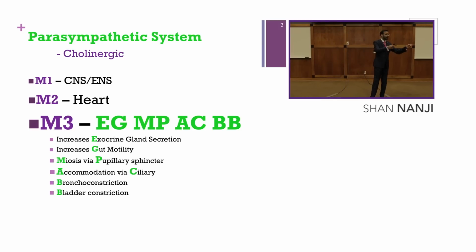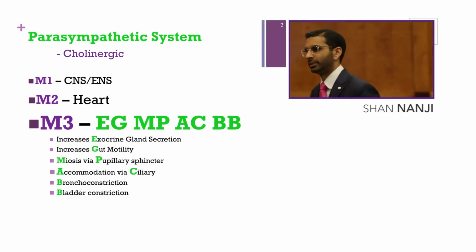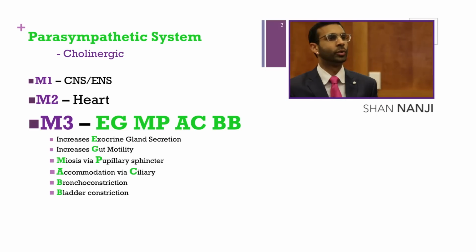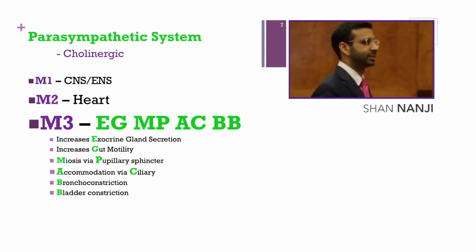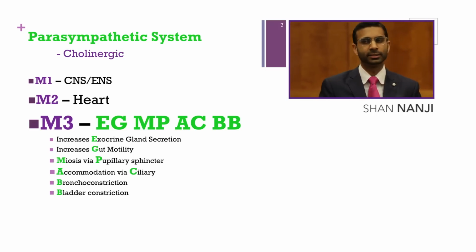stands for what? Muscarinic. And is that parasympathetic or sympathetic? Parasympathetic. Cholinergic or anticholinergic? Cholinergic. Excellent. So we know that the muscarinic type 1 receptor is in the brain and also in the gut, in the enteric nervous system. So CNS and ENS.